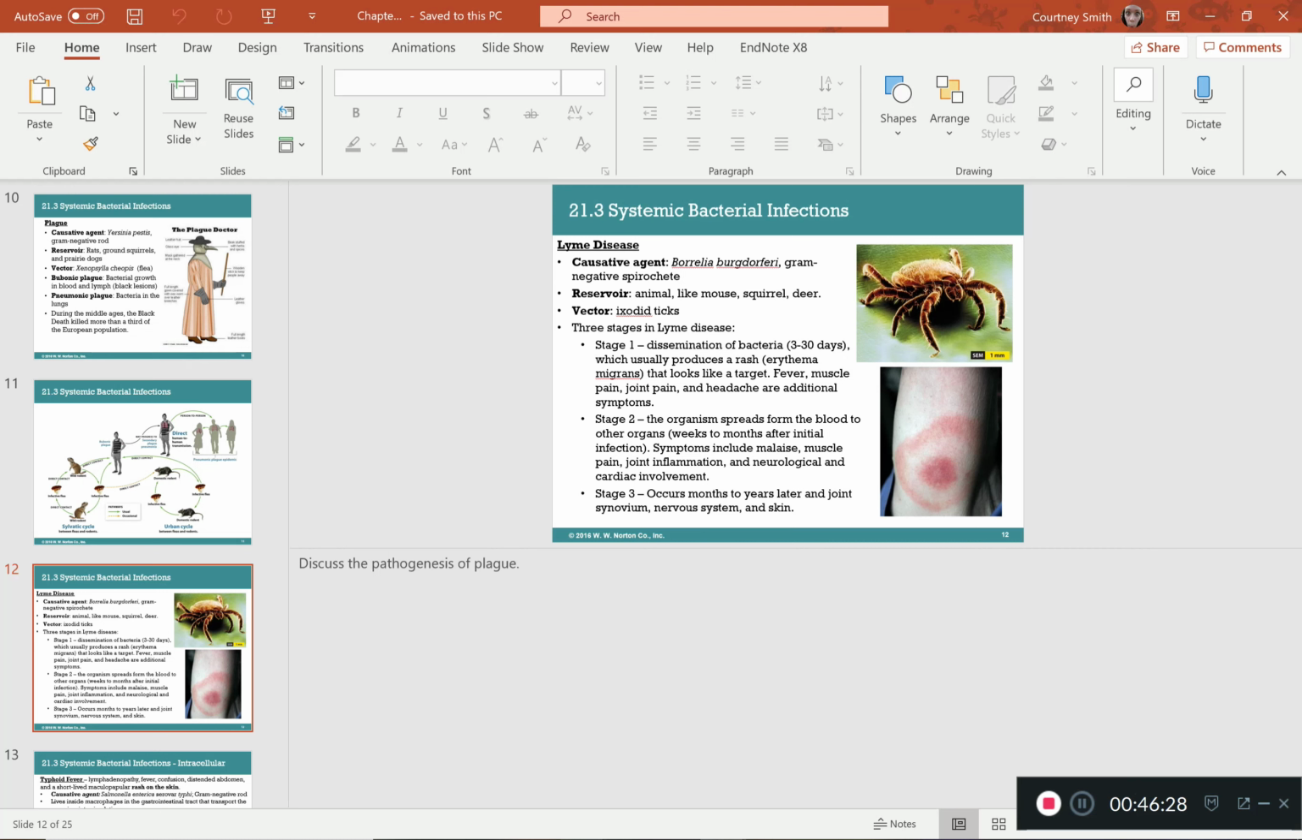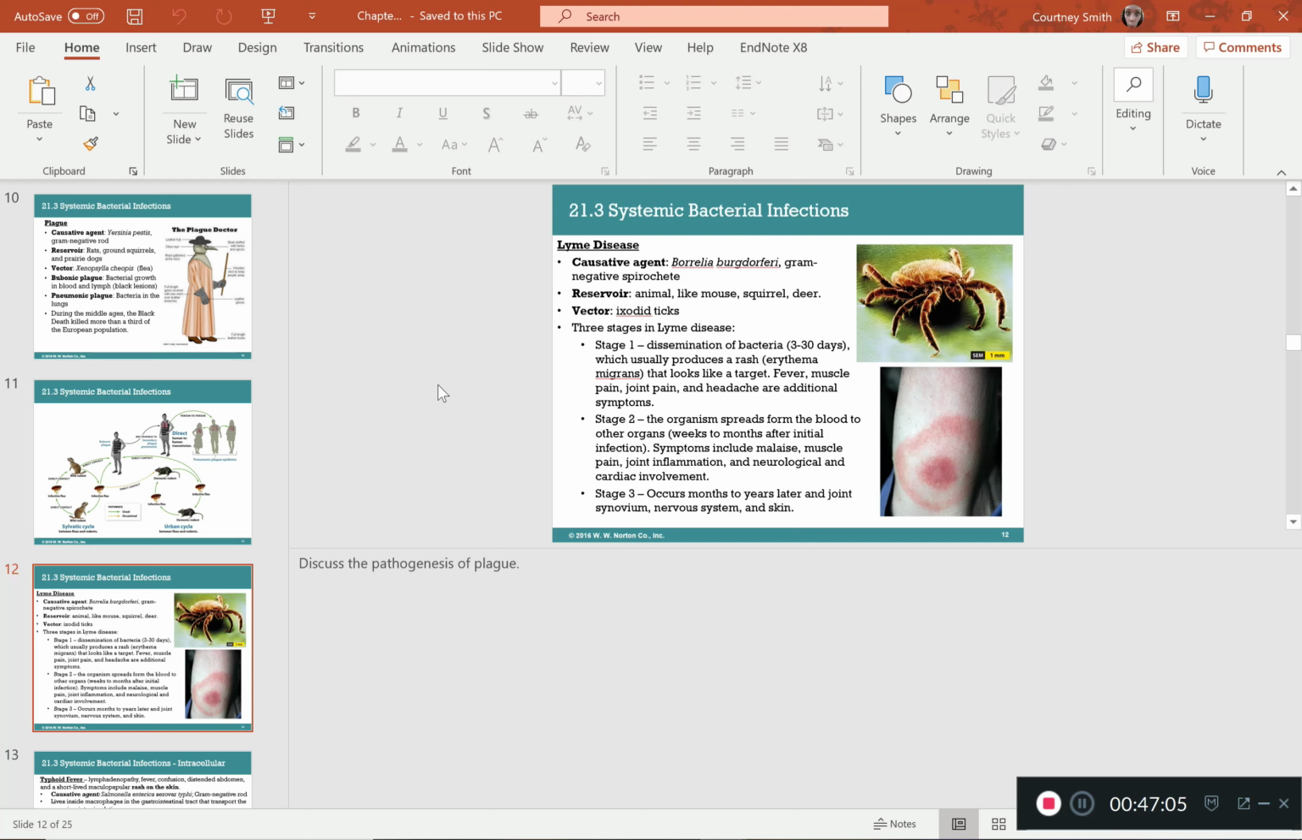The reservoir is in animals, such as deer, squirrel, sometimes even mice. And then the vector is a tick. So the hallmark of Lyme disease is that bullseye rash. So what will happen is that if this tick does have this bacteria on him, then it can cause that bullseye rash. Where the tick will bite, you'll have that center of the bullseye followed by a ring around that bite. And that is the hallmark of Lyme disease, that bullseye rash.